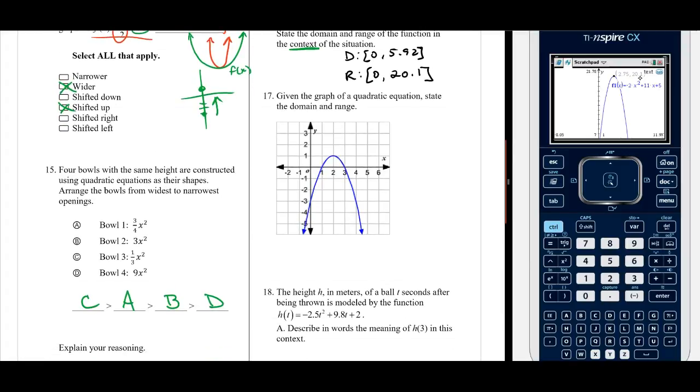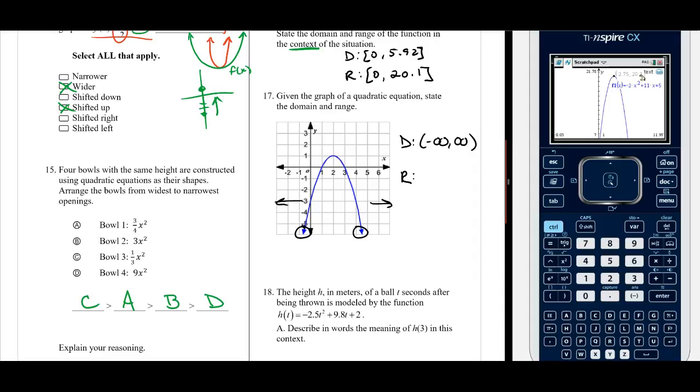17, given the graph of a quadratic, state the domain and the range. There is no context behind number 17. It's just a graph. So when I look at this, I can move side to side however much I want to, because of these arrows here and here. So my domain for this function is negative infinity to positive infinity. Note the parentheses, not the brackets. Remember, brackets mean that it ends at that point. Parentheses means it doesn't.